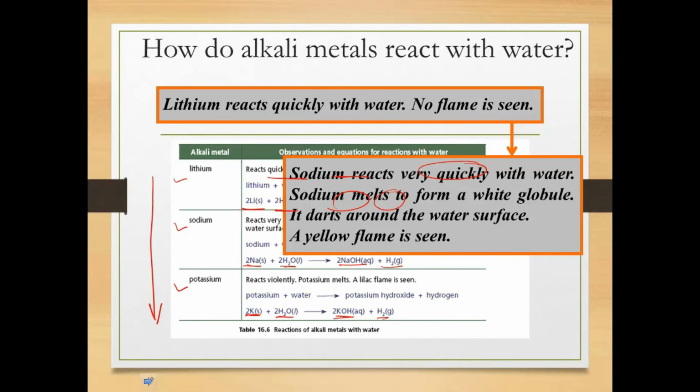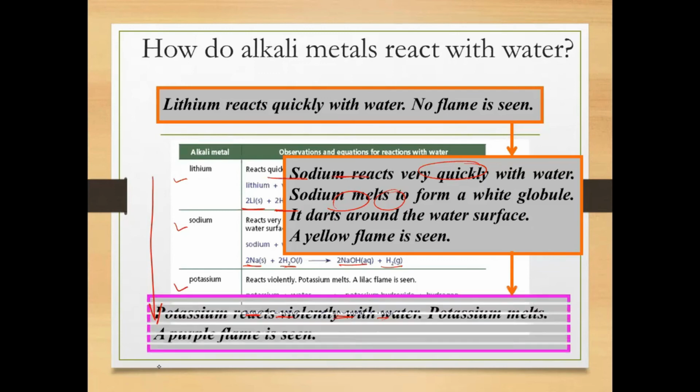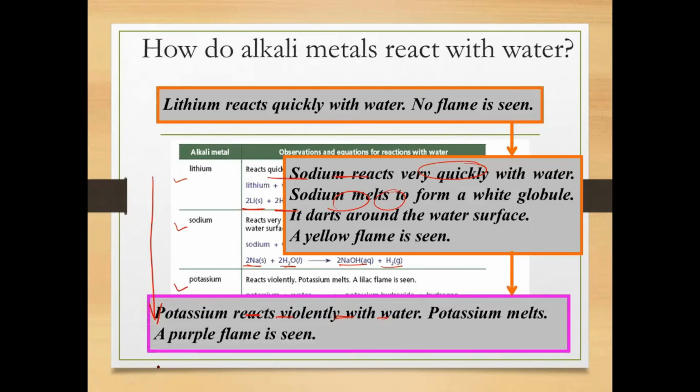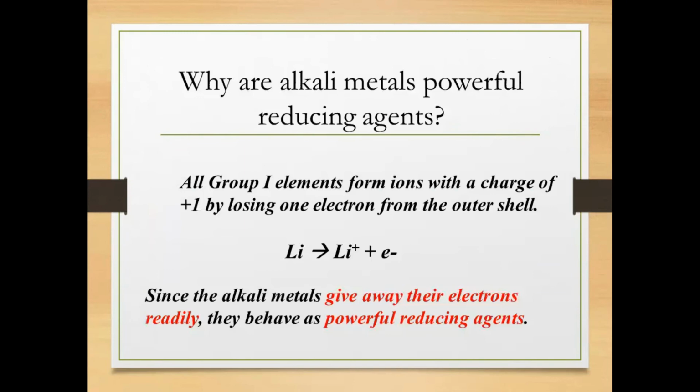When you increase the reactivity of the metal, then the change will be seen. Firstly you see no flame, then when you add sodium you will find a yellow flame, and when you add the next member it will react violently, like if you add potassium, you will find a purple flame. The color of the flame changes on the basis of their reactivity.